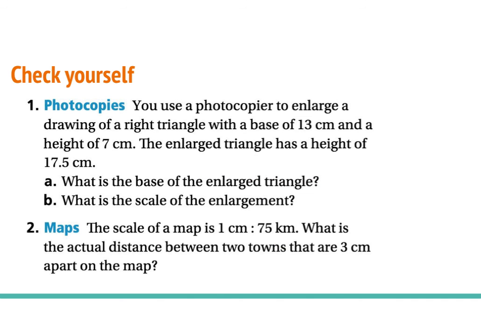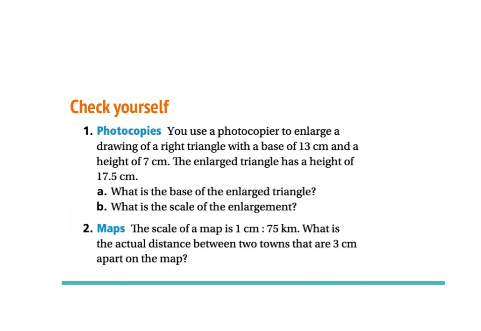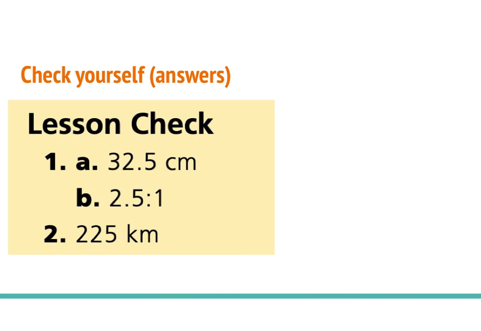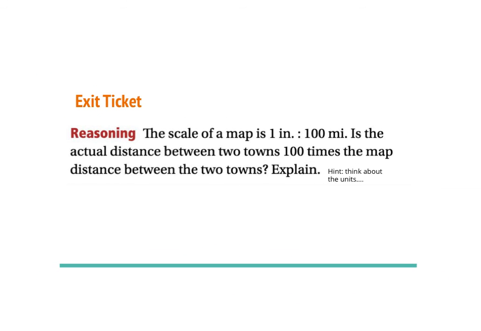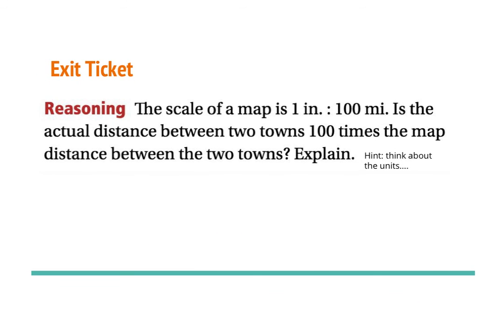All right, we've got some check yourself questions, so I want you guys to try these on your own to make sure that you can get those right. Here are the answers. And then I want you to exit using an exit ticket. So the scale of a map is 1 inch to 100 miles. Is the actual distance between the two towns 100 times the map distance between the two towns? Explain. And this one I put a hint: think about the units.